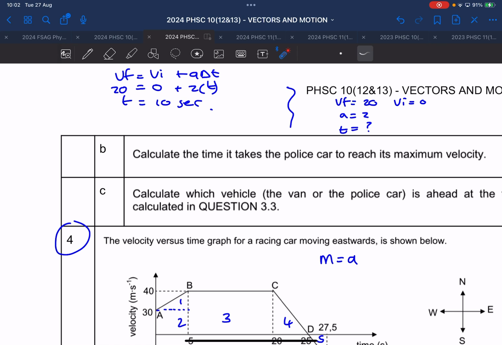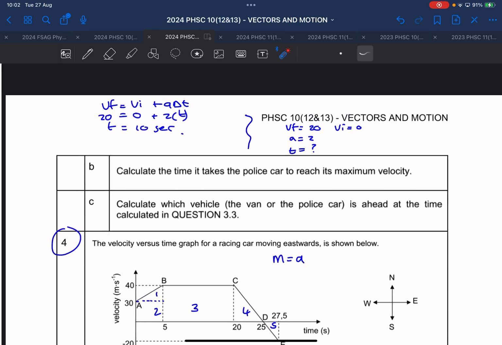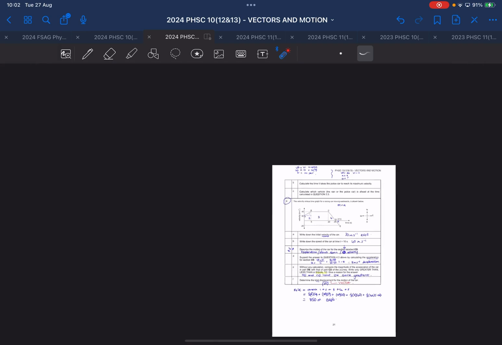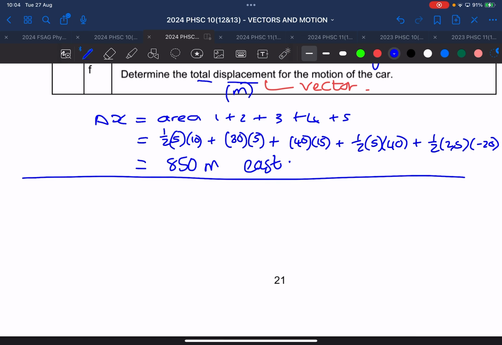Okay, now they ask, calculate which vehicle, the van or the police car, is ahead at the time calculated in the previous question. So they want to know when the time is 10 seconds, which one is ahead? And when they ask which one is ahead, they ask which one has traveled the furthest. This is your starting point. So we want to calculate the distance for each one.